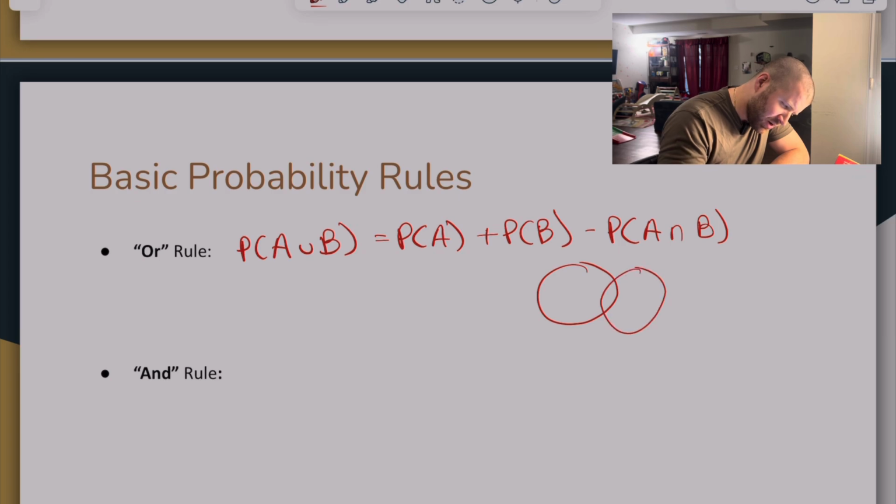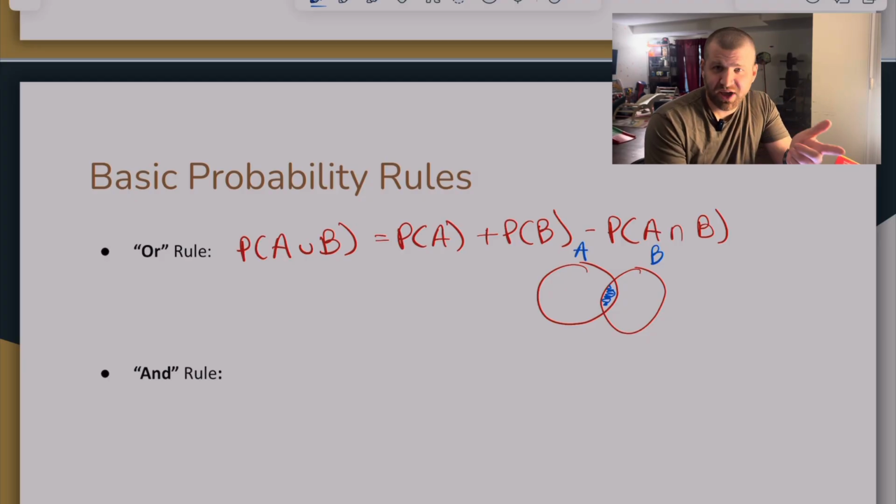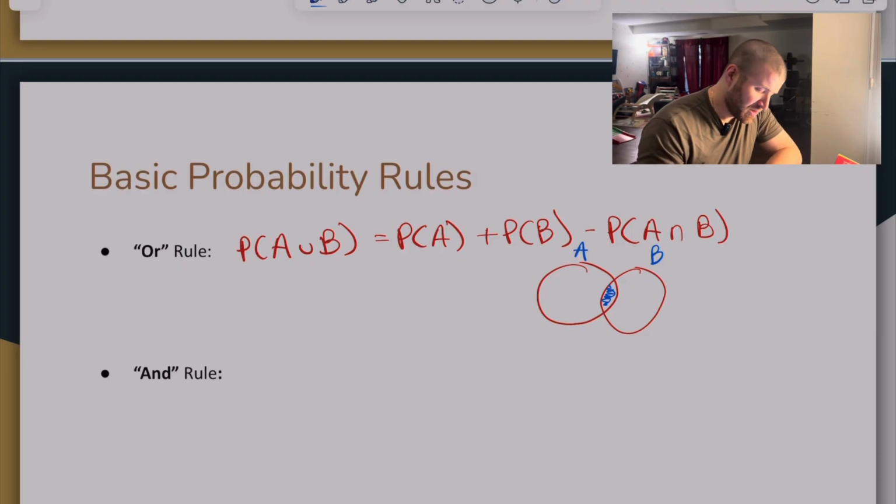Right? If this is my event A and this is my event B, this overlap gets counted twice. It gets counted in the probability of A, and then it also gets counted in the probability of B. So we subtract it out once to make sure we're only counting it one time.